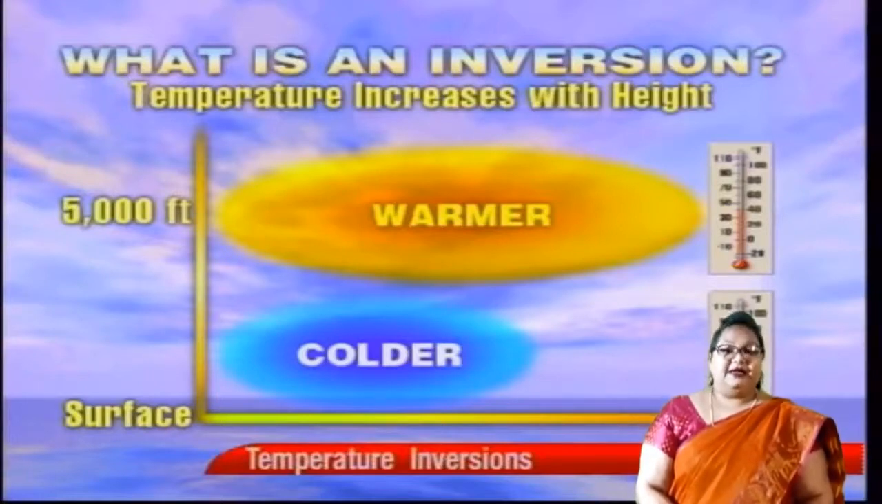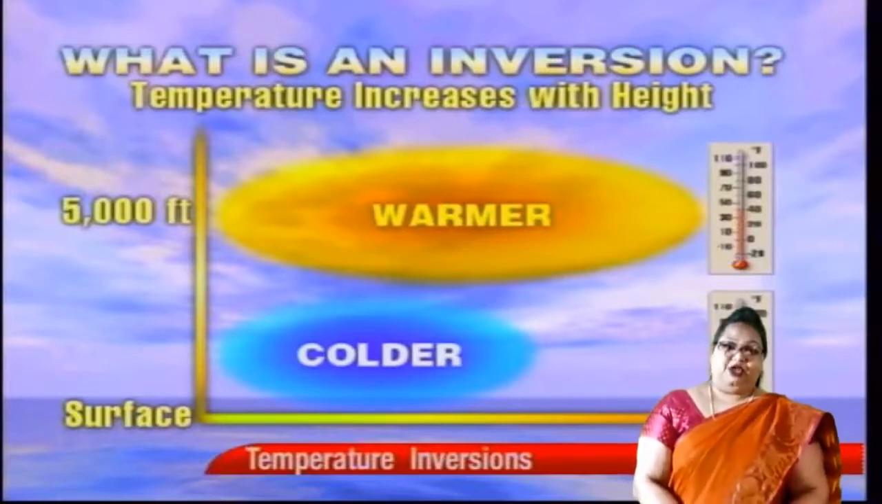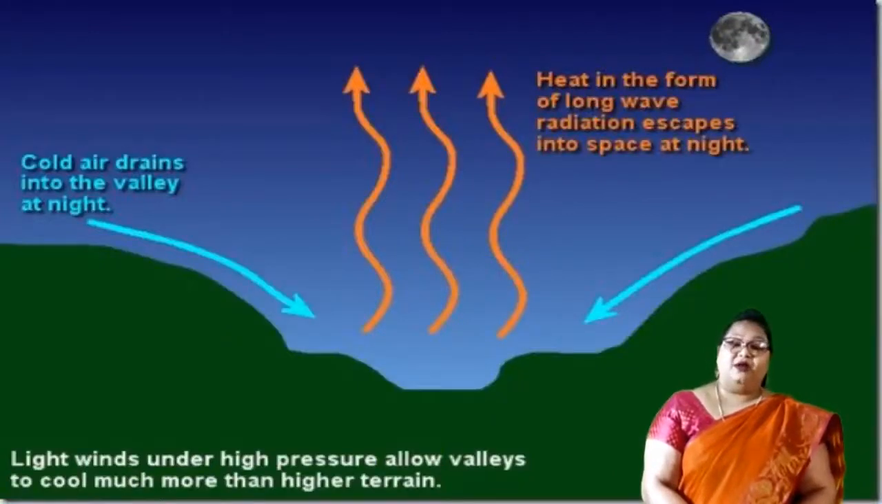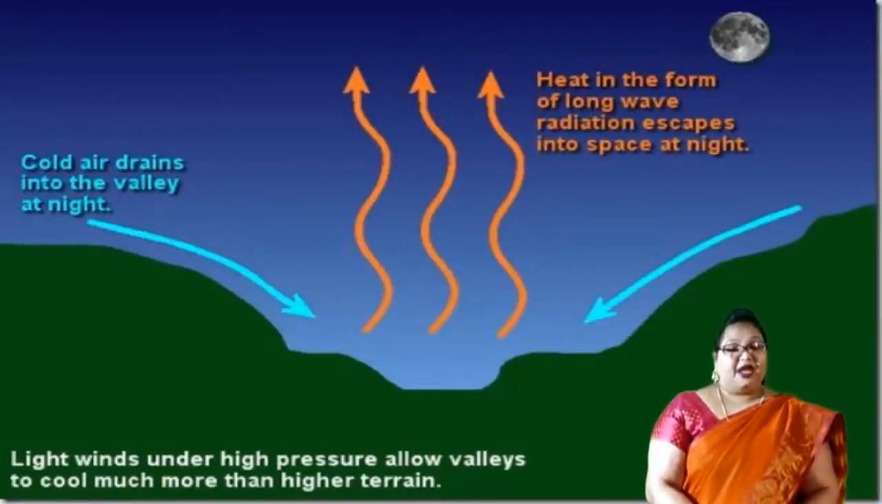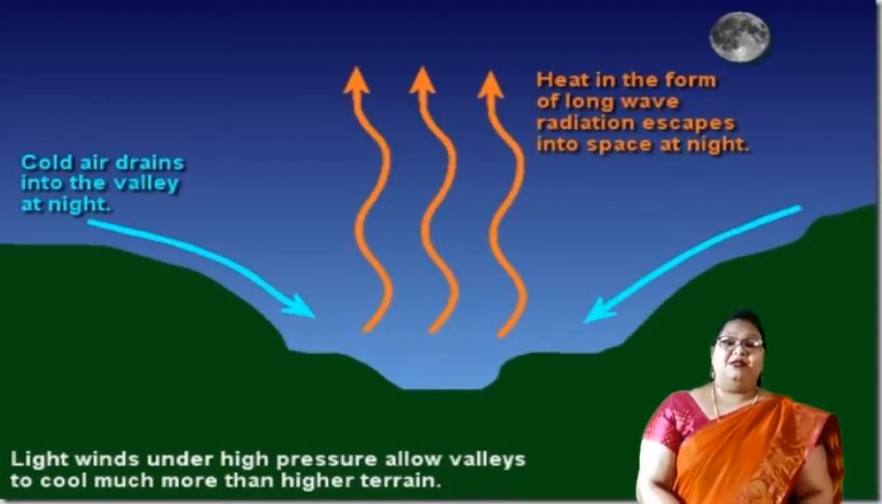This is known as temperature inversion. Now this temperature inversion appears in the hollows and the valleys on calm, clear nights when radiation has caused cooling and the cold air sinks down. At the same time, on the mountain slopes, the air is warmer.